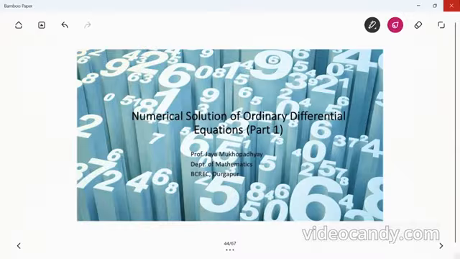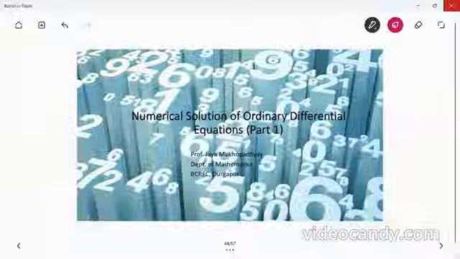Good morning all. Today we are going to discuss numerical solution of ordinary differential equations, that is, the first part. Actually, we are dividing our solution of ordinary differential equations into two parts. In the first part I am discussing two methods, Euler's method and Runge-Kutta method of order 2 and order 4, and in the second part we will discuss finite difference method and predictor and corrector method.